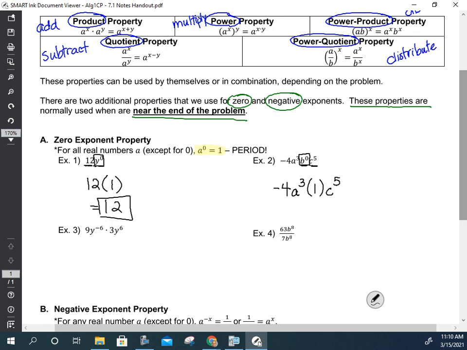So now we got to clean this up. We can't leave the -4 and the 1 sitting there. We got to put those together. There's no plus sign in there, there's no minus sign in there, and there's no division sign in there. So we need to multiply those two numbers. -4 times 1 is -4.